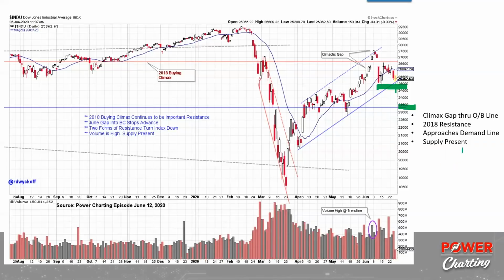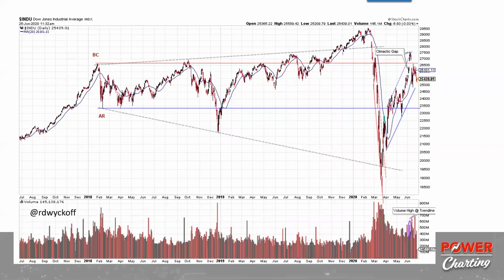So it's approaching the demand line, supply is present. You can see volume is high. There's some diminishing volume here, and we'll see whether or not this can become important support and produce another rally. So we'll be watching that closely.